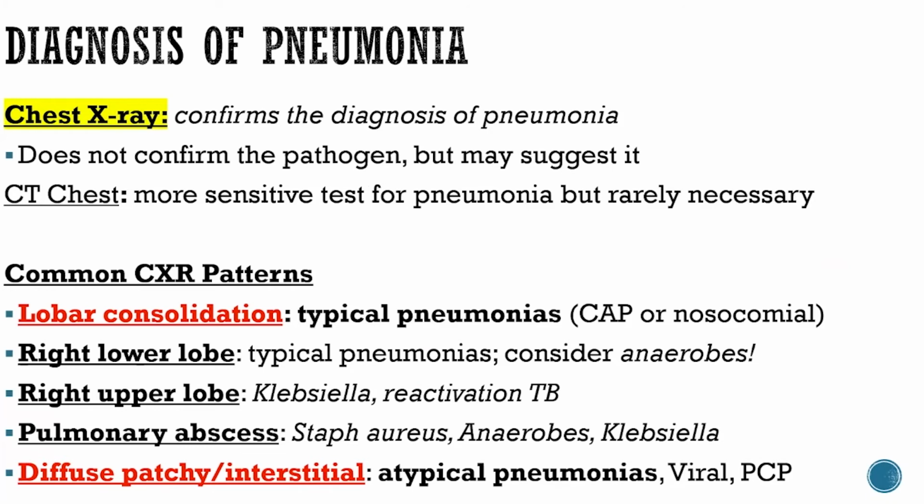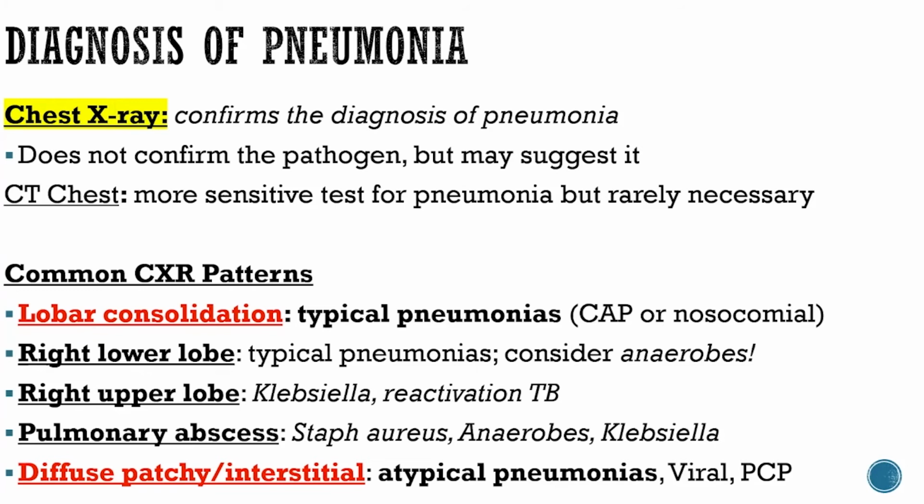So for example, if you're dealing with a lobar consolidation, and again, that just means that you have a big chunk of lung segment that's filled with inflammation, those are classically going to be associated with your typical pneumonias. Keep in mind, the most common cause of typical pneumonia is Strep pneumoniae. A right lower lobe consolidation can also be, of course, due to your typical pneumonias, but keep in mind that anaerobes can also infect the right lower lobe.